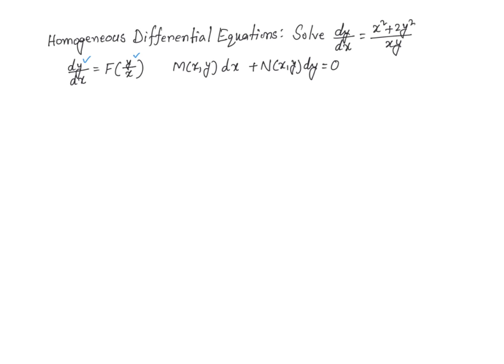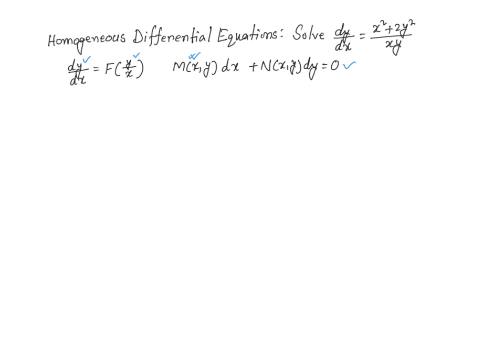And another way of defining it is: M of x, y times dx plus N of x, y times dy equals 0 is a homogeneous differential equation if the order or degree of M and N are the same, given that both M and N are homogeneous functions. So if M and N are both homogeneous and they have the same degree, then this differential equation is a homogeneous differential equation.